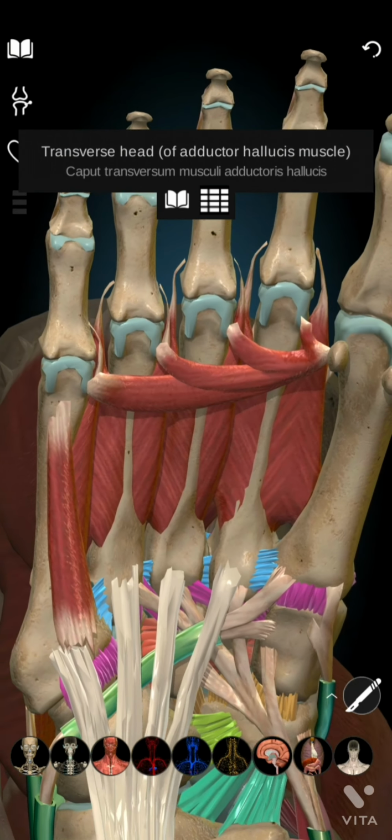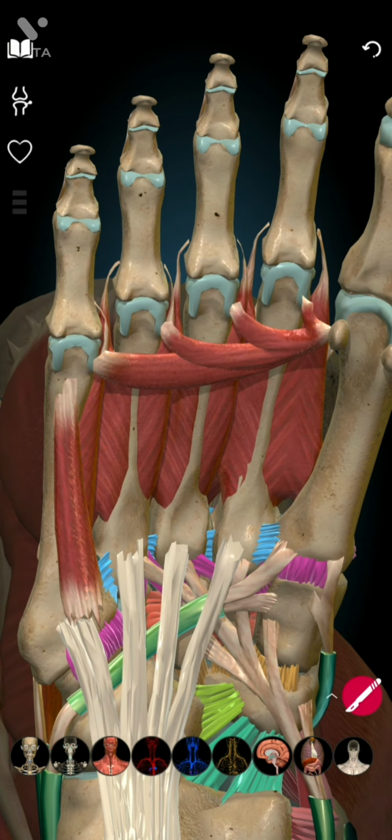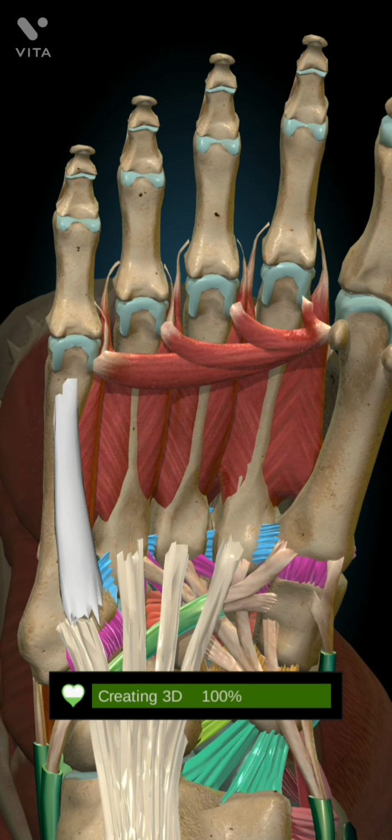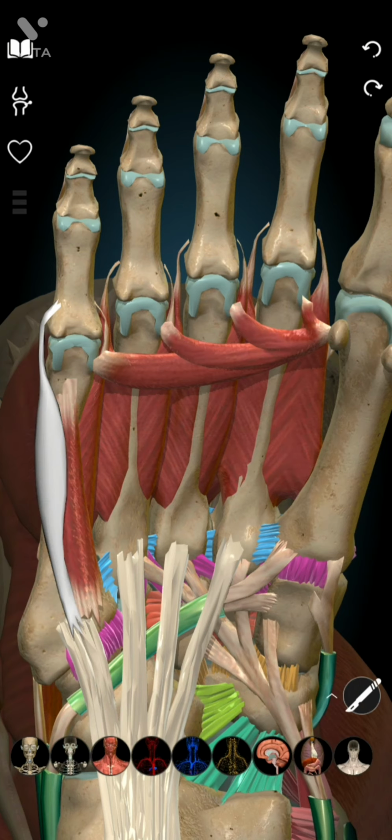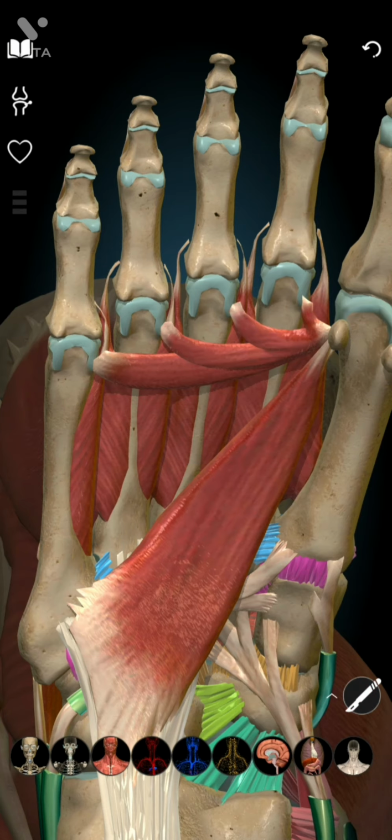This is the transverse head of adductor hallucis. So we're going to see that adductor, as I promised you. We have left that muscle. Okay, we are done with it, and now we are going to see about adductor. Here we are. We're going to remove the rest of the muscles. So this is it, adductor.